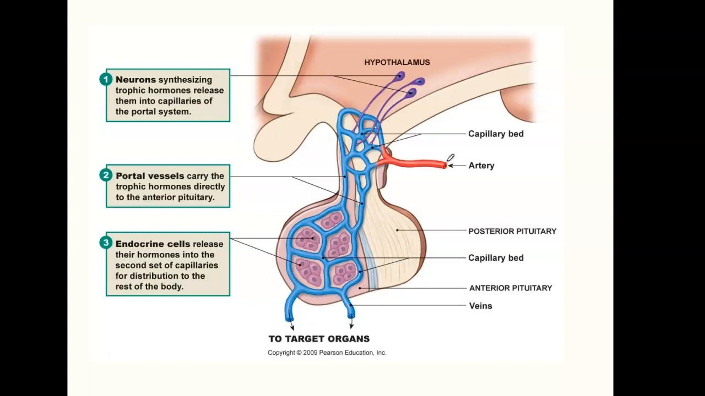Okay, so in number 2, it's saying portal vessels carry the trophic hormones. A trophic hormone is a hormone that's going to stimulate the pituitary to release something. So it's going to carry that trophic hormone directly to the anterior pituitary. Then those endocrine cells release their own hormones into the second set of capillaries for distribution to the rest of the body. Okay, so again, 1, hypothalamus, 2, pituitary. Then the pituitary is going to go 3 to the target organ, and then that target organ is going to have the response. Okay, that's a sequence of events.